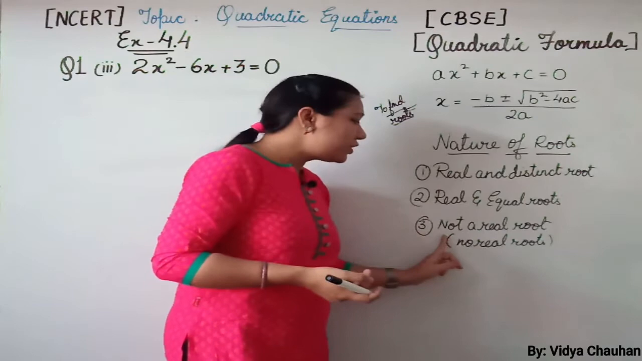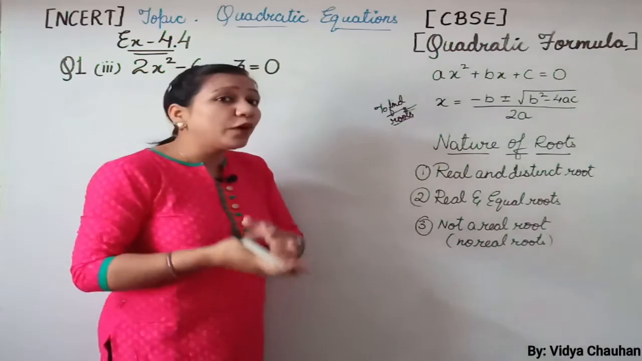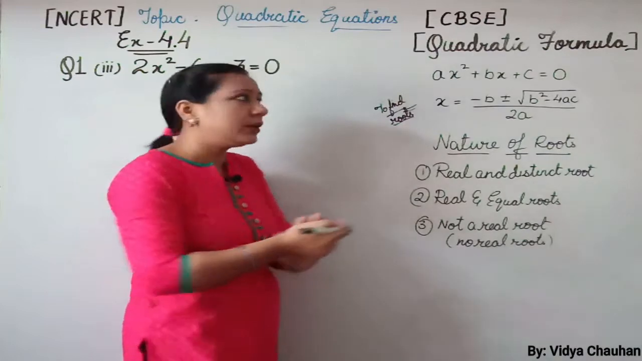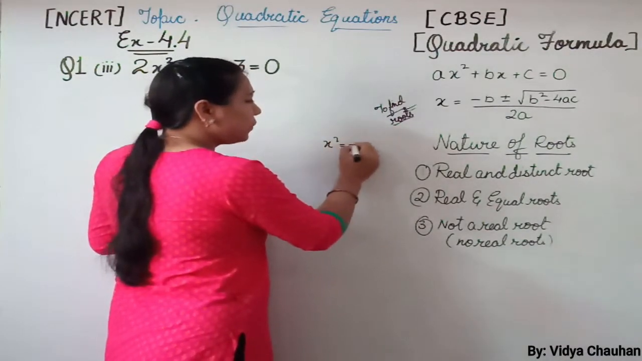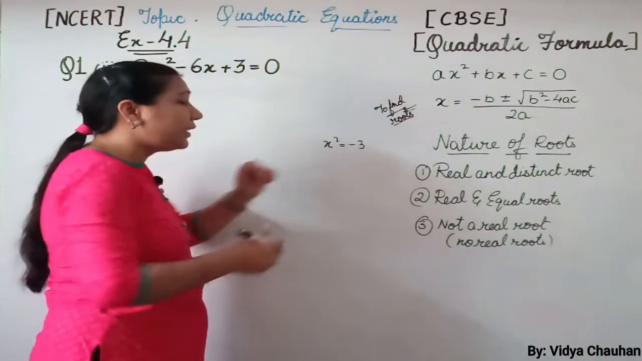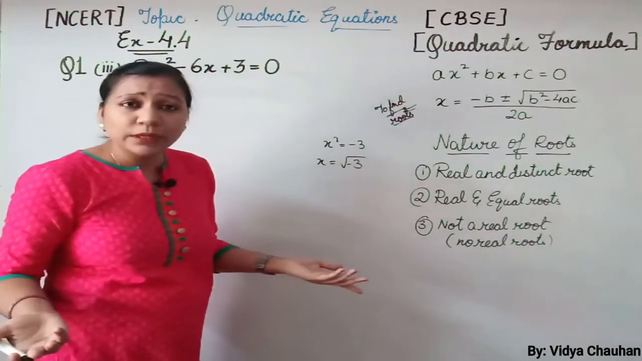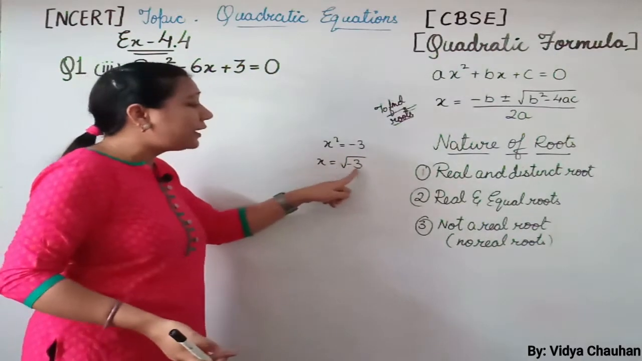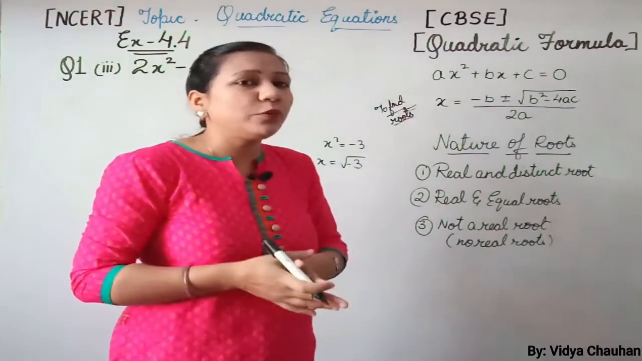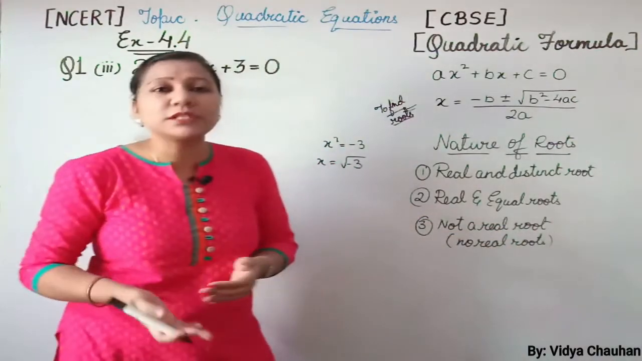And the third case is in which you get not a real root. For example, suppose x square is equals to minus 3 and it is said to find the value of x. So can you find the value of square root of minus 3? No. Since we cannot find the square root of a negative number, root for this particular type of equation is not possible, and that is our third case, not a real root, or no real roots possible.